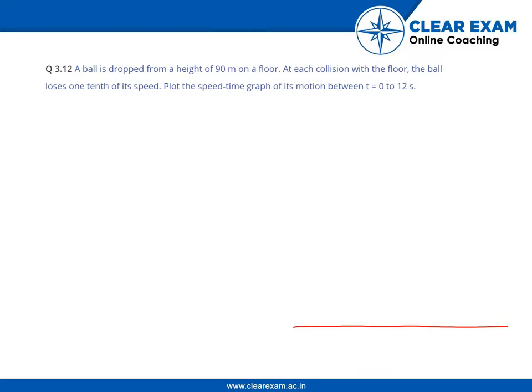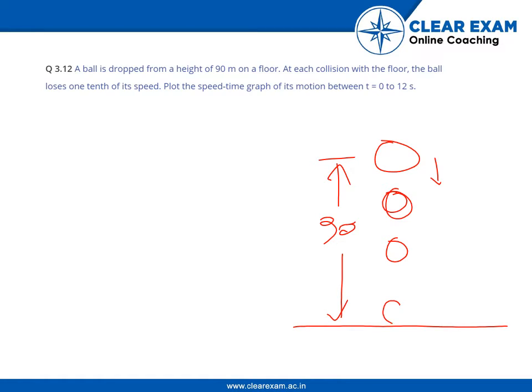So what is the context here? Suppose this is the floor, this is the ball, the height is said to be 90 meters. So the ball will be coming down from here, and at a particular instant the position of the ball would be this, then it will be at this position, and eventually it will hit the ground, and then it will move upwards. But now the ball will not reach its initial position, which is here. It can reach a position which is here, here, here, or even here, but it will definitely not reach this position.